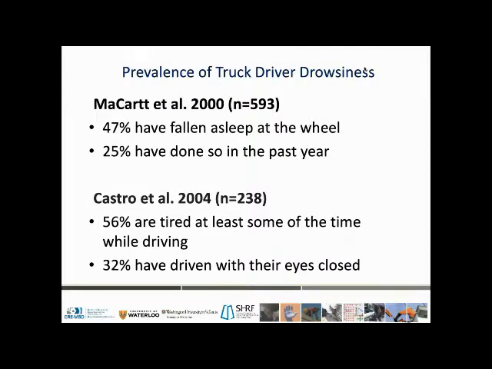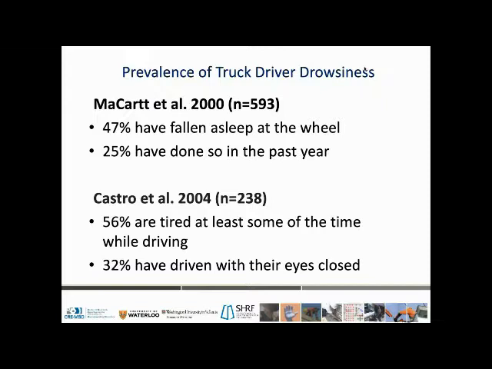So driving while fatigued is dangerous for the drivers themselves and for everyone who shares the road, but it's commonly done in the trucking industry. Just under 50% of drivers have fallen asleep behind the wheel at some point, and 25% had done so in the past year, and that was a study by McCarthy et al.